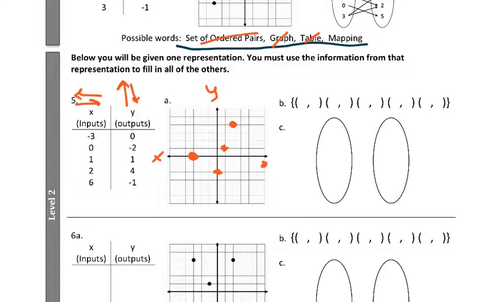Now, we're going to write our ordered pairs. Again, ordered pairs can be written in any order as long as you got the right numbers paired up, but it's usually good practice to make sure the x numbers are in order. I'm basically just going to write the ordered pairs of the table in the order that I see them. So we've got negative 3, 0; 0, negative 2; 1, 1; 2, 4; and 6, negative 1. Super duper easy. Now, maps are new for us this year, but you have seen them before, I believe.